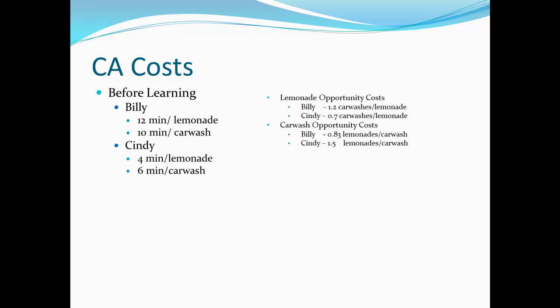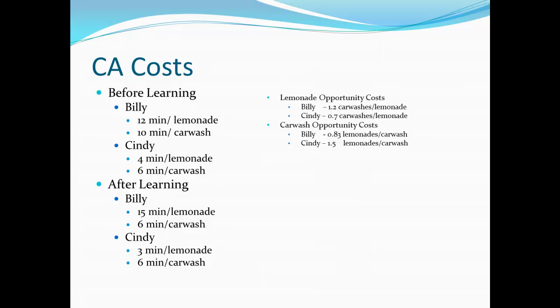Now, unlike the previous case, we might not want them to fully specialize just because Billy's so bad at things originally, so Cindy might have to pick up some of the slack even when it comes to washing cars. We'll see that in the next slide. Now, after learning, things may change a bit. Billy, focusing on car washing, is going to get better at it. And since he's not making any lemonade, he'll probably get even worse than he already was at that. For Cindy, because she's probably going to have to split her time, focusing more on lemonade, she gets a little bit better, but not a whole lot at making lemonade, and manages to just maintain her ability to wash cars.